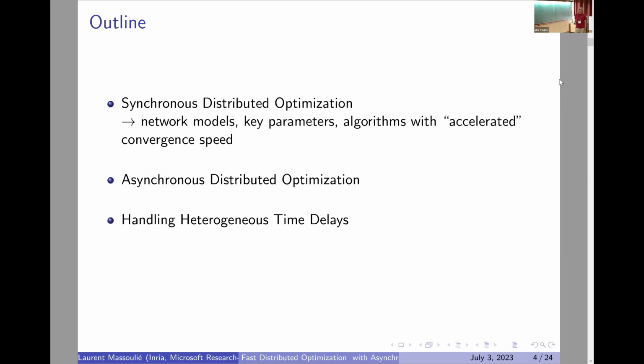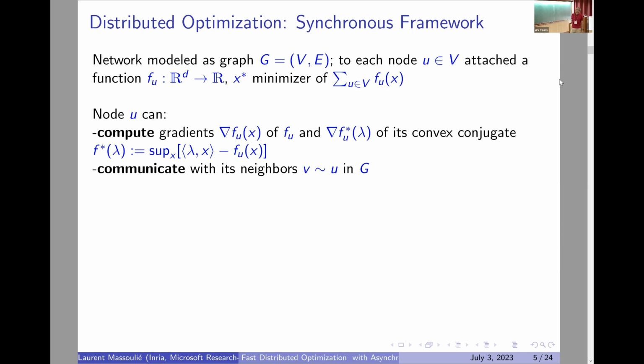So I'll be starting by saying quite a few things about the synchronous setup because it's simpler and it allows to set the scene, introduce the notions that are of interest. And then after that, I'll move to the asynchronous case where we don't have synchronized updates. And I'll finish by telling you about how we try to handle time delays in all the operations involved. Okay, so the synchronous framework.